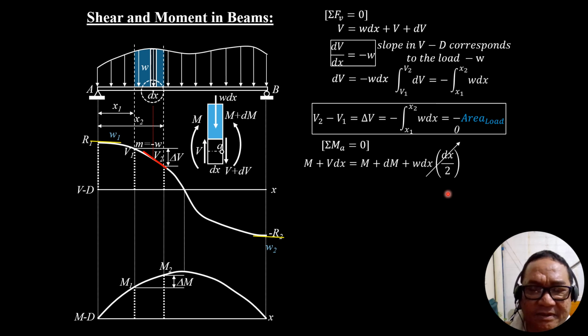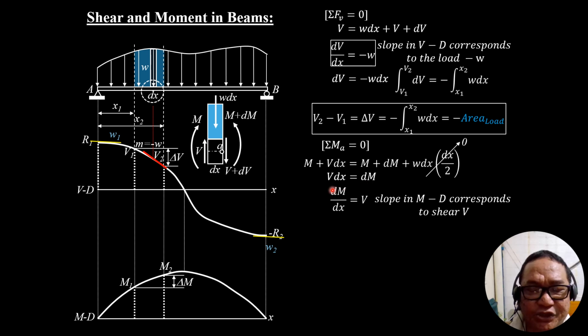But from calculus, specifically on the topic of differentials, remember that the product of differentials is 0. Differential x is a very, very small quantity multiplied by another very, very small quantity, it becomes negligible. Then divided by 2, so it becomes 0. Negligible or 0. So we cancel out m, then simplifying, we have shear dx equals dm.